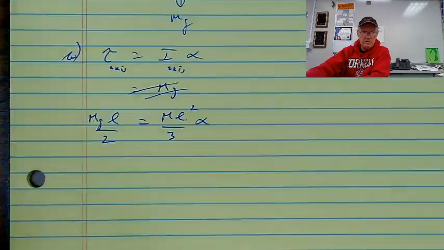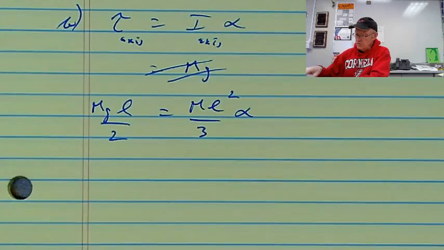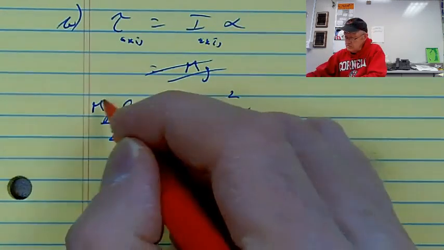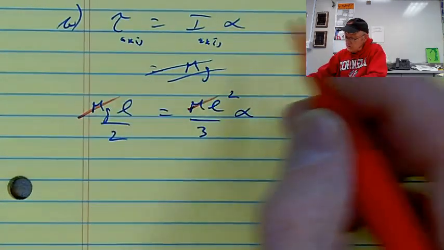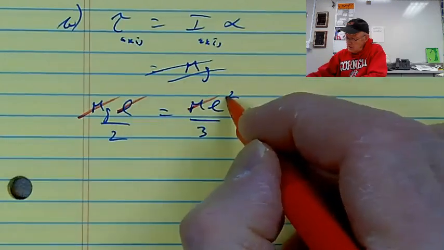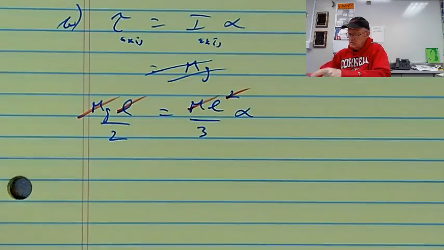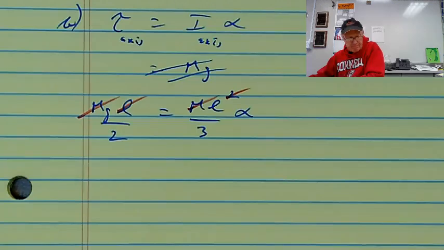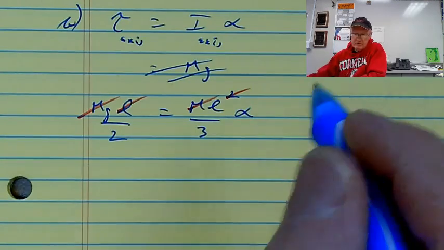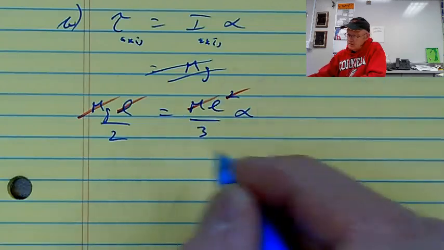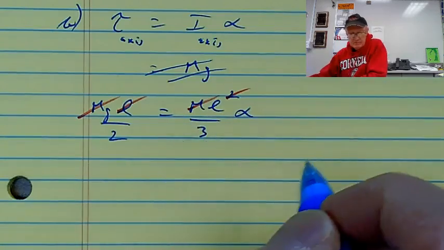What do I have left here? I have alpha, solving for alpha. So alpha, multiplied both sides by 3, I still have a g. On the bottom, I have a 2, and then I would divide by that L. And there is your answer, 3g over 2L. That's the answer to part B.